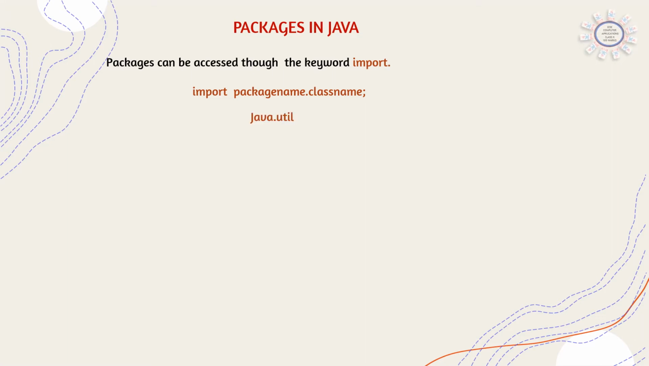For example, we have this package java.util. If you want to use all the classes inside the package java.util, we have to write import space java.util.*. Star will bring all classes and functions which are stored inside the package java.util. Now, if we want to use a particular class, for example the Scanner class, then we have to write the name: import java.util.Scanner. So the particular class functions can be used in the program.